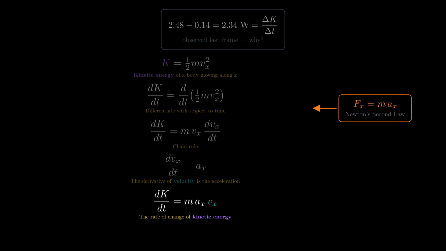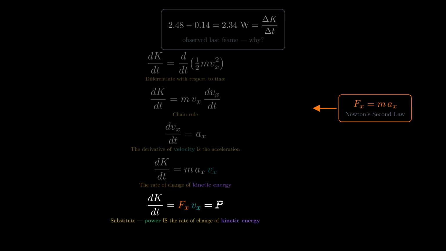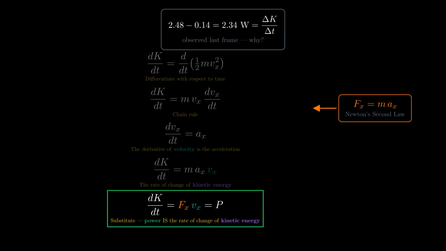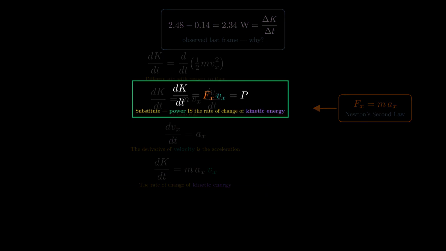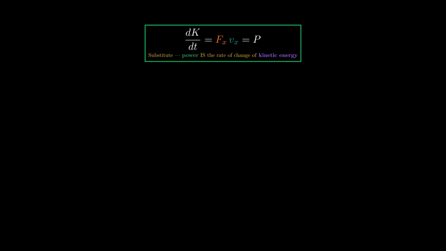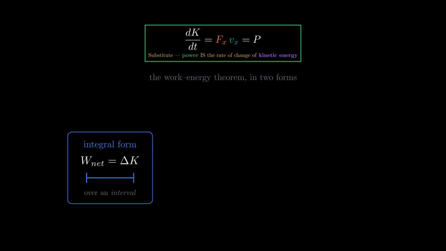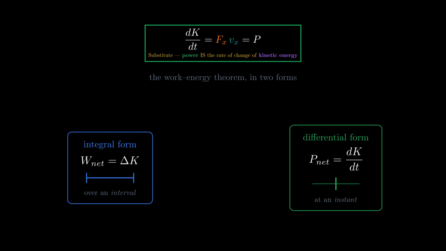Now bring in Newton's second law. m a sub x is the net force component, F sub x. Substitute, and dK over dt equals F sub x times v sub x, which is exactly the instantaneous power. Power is the time rate of change of kinetic energy. This is the work energy theorem in differential form. The integral version says the net work over an interval equals the change in kinetic energy across it. This version says it instant by instant. Whatever net power flows into the body right now is precisely how fast its kinetic energy is climbing right now.